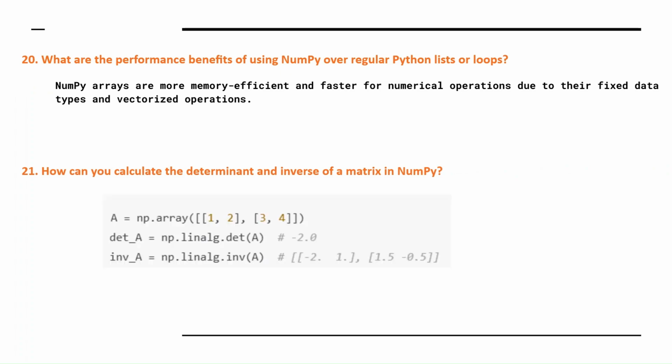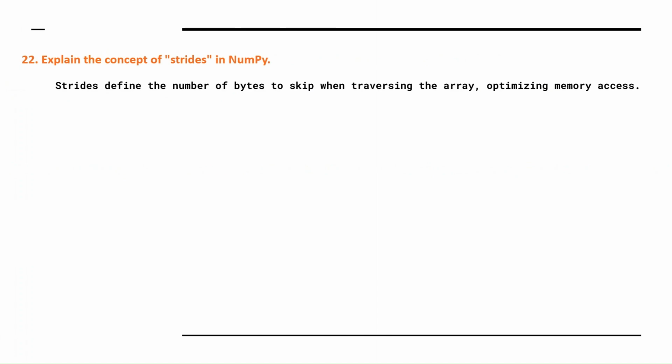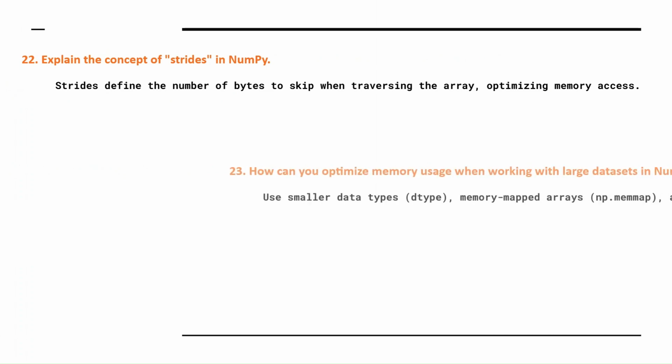How can you calculate the determinant and inverse of a matrix? In NumPy, we have the determinant of A and inverse of A in the linear algebra functions, with which we can calculate the determinant and inverse. Explain the concept of strides in NumPy. Strides define the number of bytes to skip when traversing the array, which is basically for optimizing memory access.